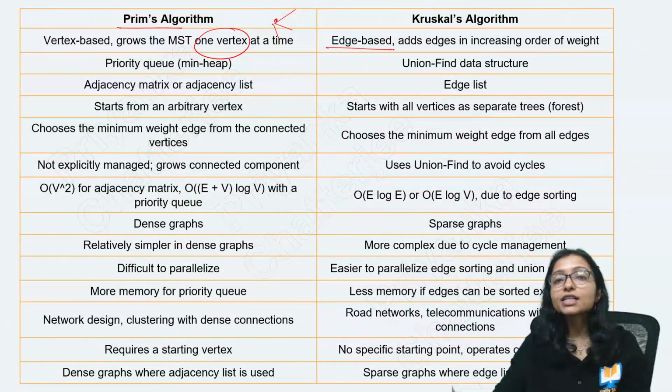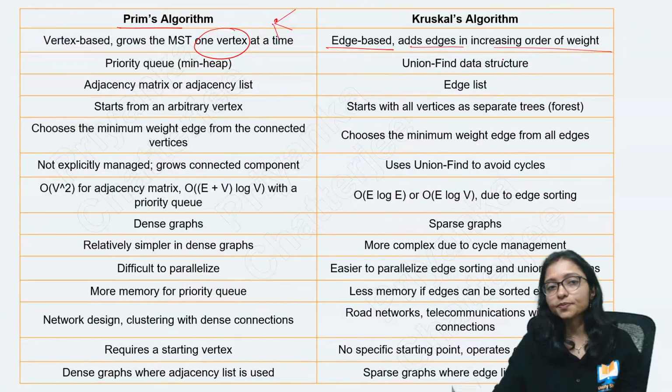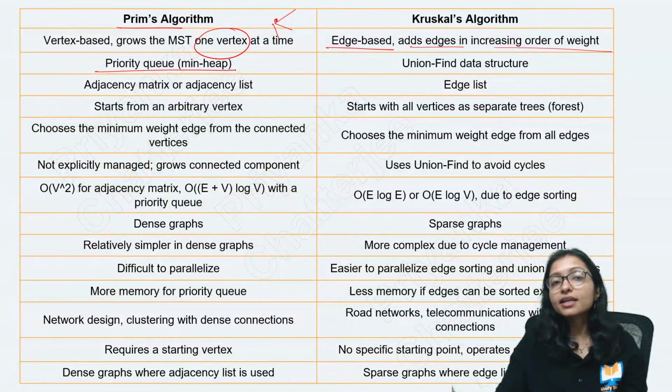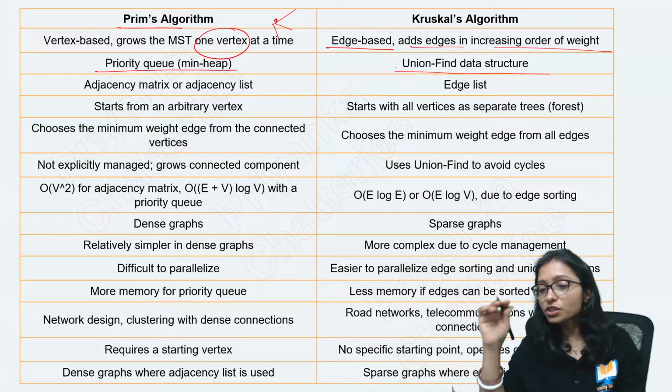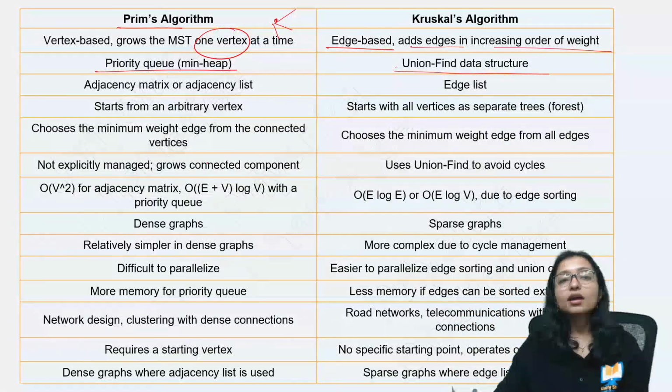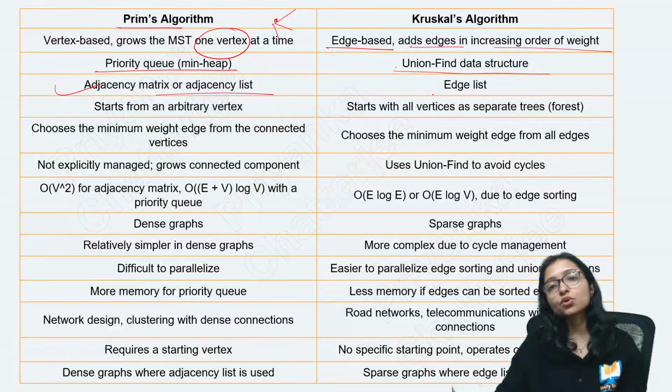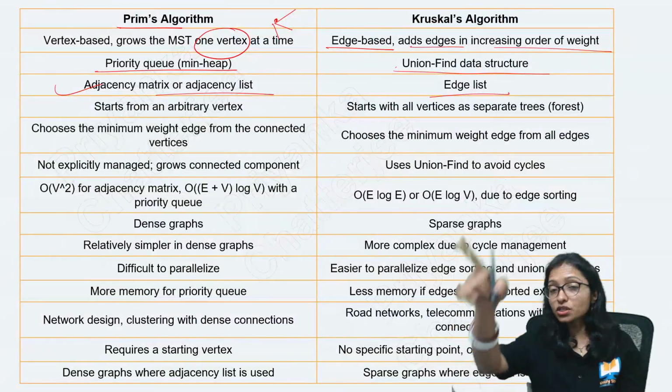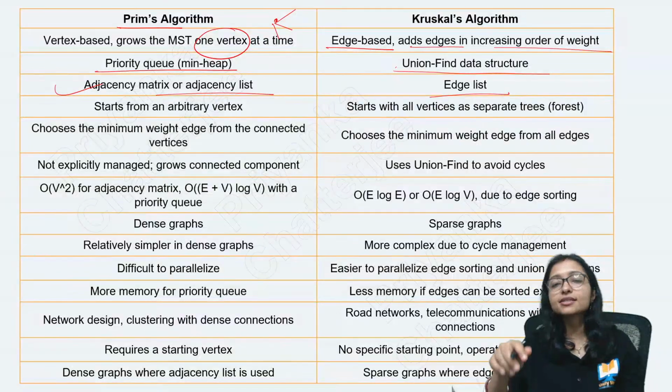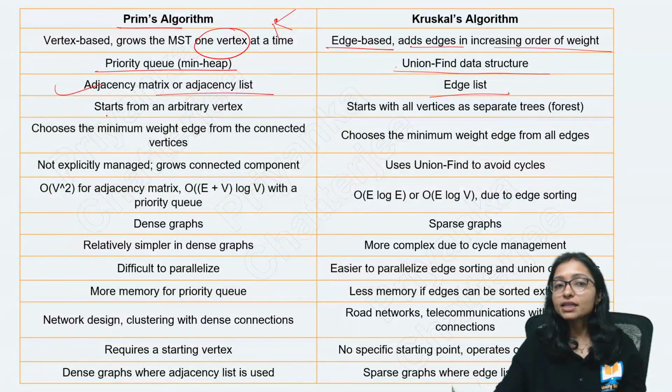So Kruskal is edge based: add edges in increasing order of weight. It uses a priority queue, meaning a heap. It uses the union-find data structure because it is working together. Adjacency matrix or adjacency list, both work here, but it is working on an edge list because it creates the list of the edges and takes them out one by one. Which one is minimum? Prim's starts with any arbitrary vertex.